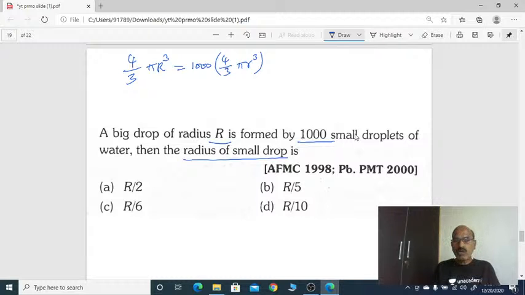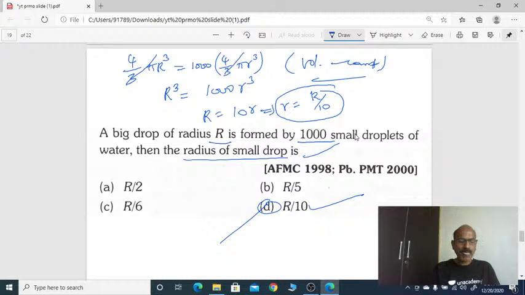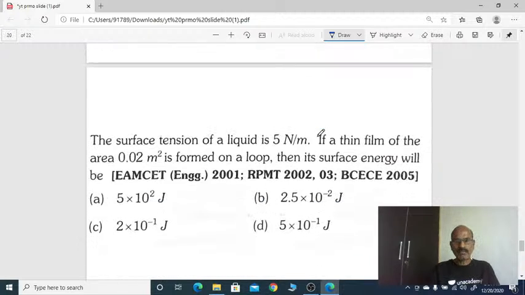As volume remains constant here, now 4 by 3 pi, 4 by 3 pi cancel. We know that R cube equals 1000 r cube. So R equals 10 r. From this, small r equals R by 10. Radius of smaller drop R by 10 is the correct option. Let us go for the next one.